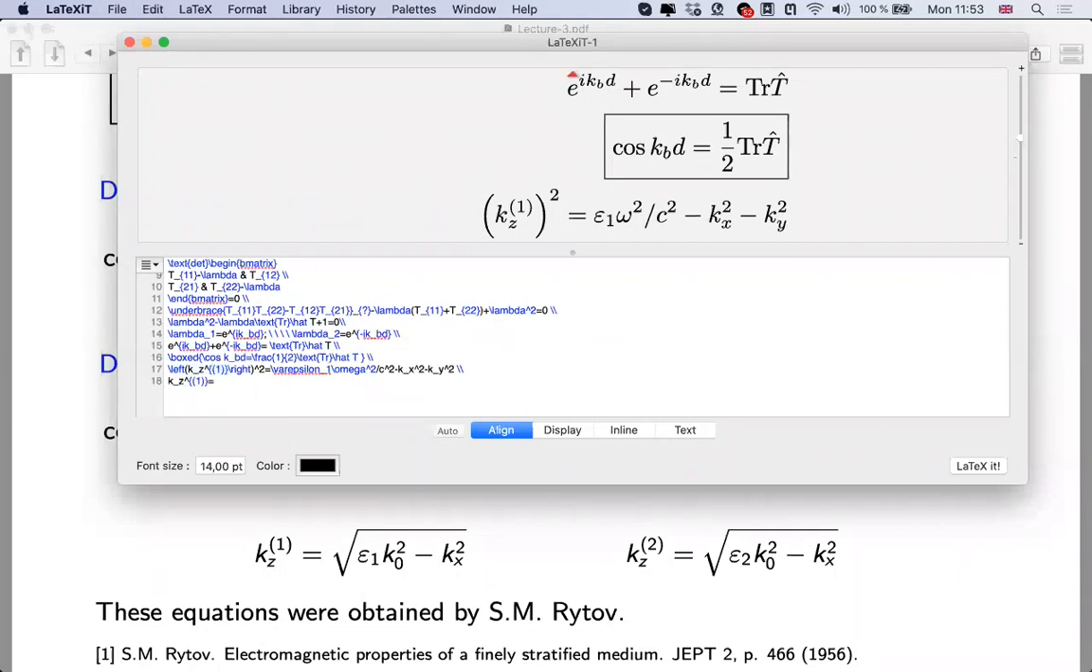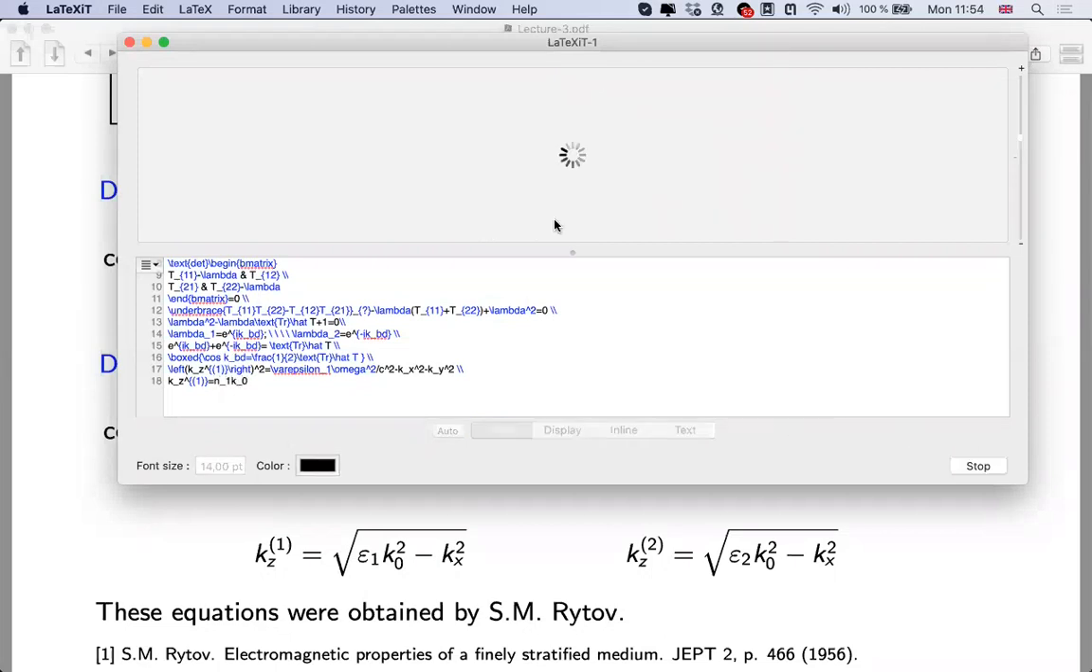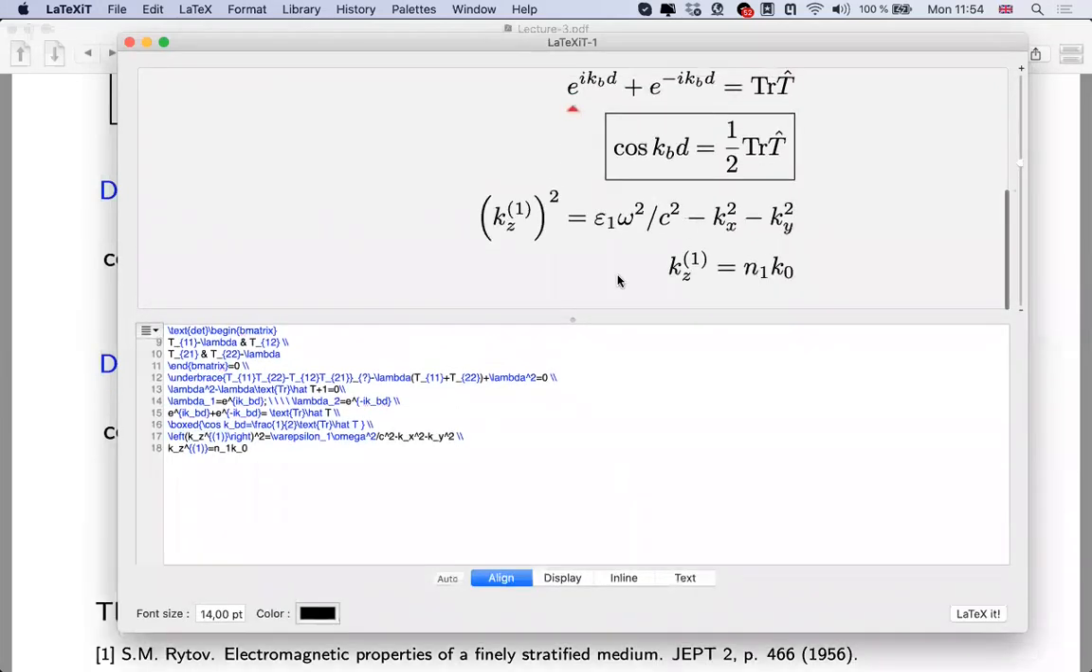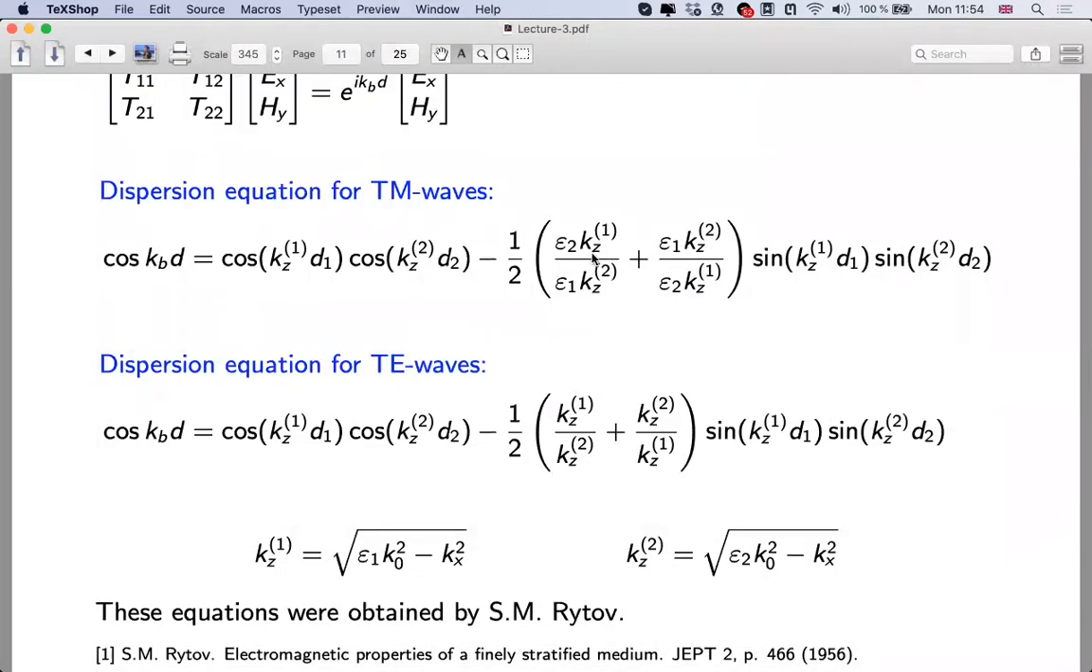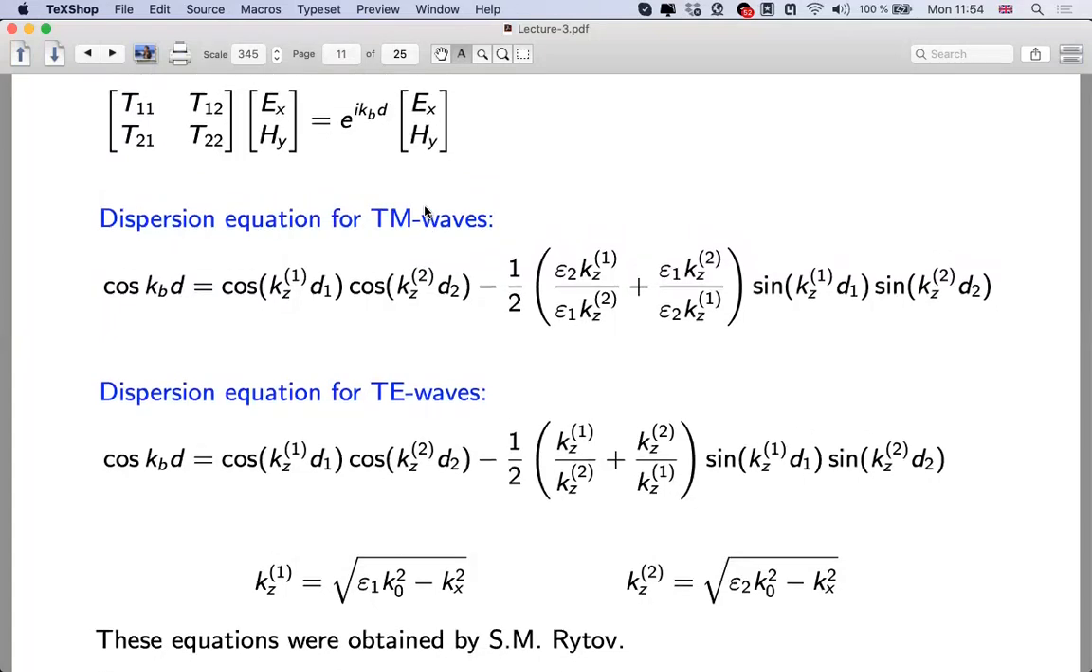is equal to N1 K node. Do you agree? Because N1 is a square root of epsilon 1. Okay, that's for simplicity. And, of course, if we consider the case of normal incidence, there will be no difference between TE and TM waves. Okay, let me show that there is no such a difference.